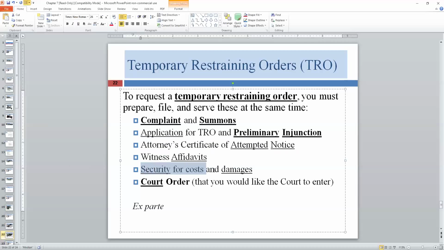You may need to provide for security costs and damages. If the TRO is granted and it ends up that you really didn't have a legal basis for it, and the other party, the defendant, has been financially injured as a result of this, the court very likely will require that you pay. If you're shutting down that other person's business, that you pay for that. And then, of course, you want to have a draft of that court order, your proposed court order, your wish list of what you want the court to do. May not get it, but if you don't ask for it, you're probably not going to get it. So you're going to go ahead and ask for it.